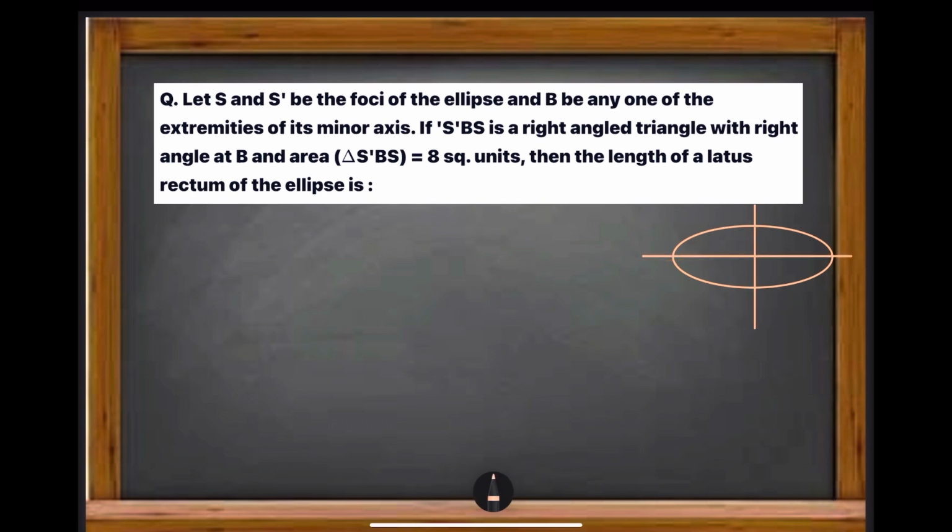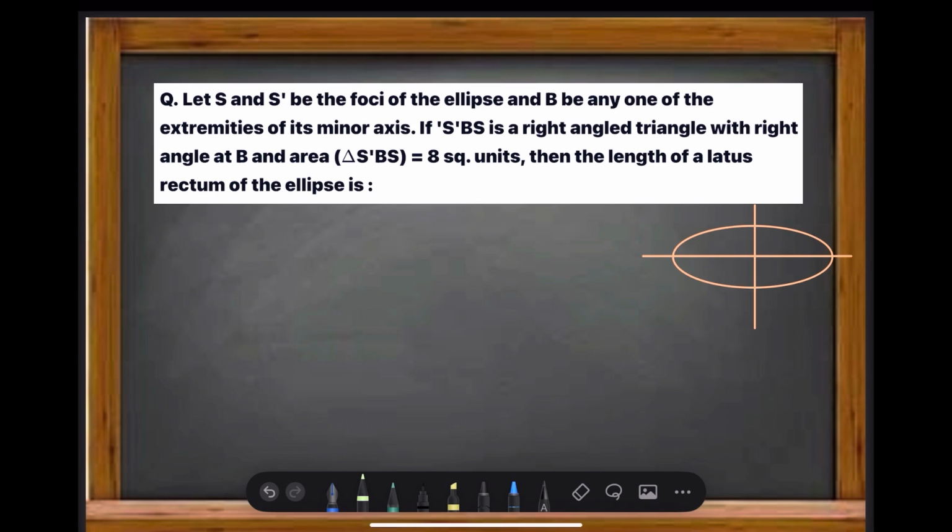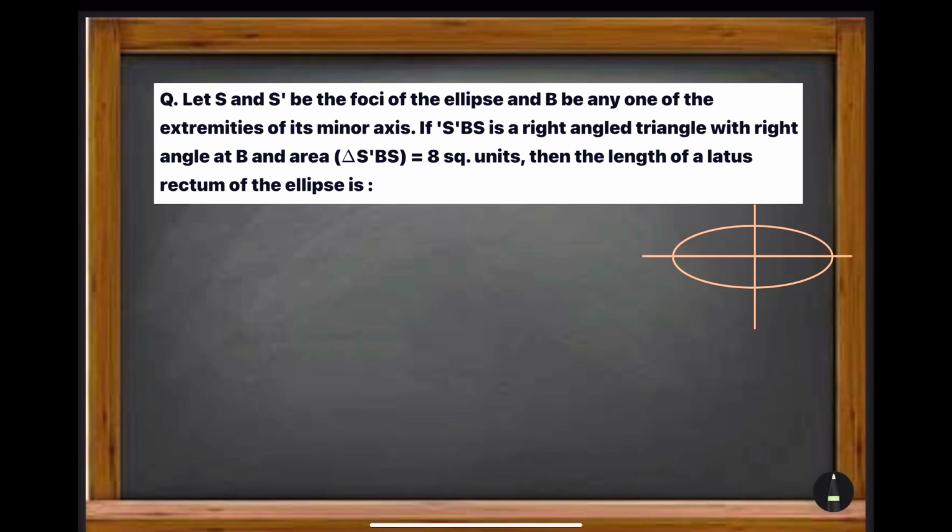Now let's place those points. So these are S and S dash. You know that S is (ae, 0) and S dash is (minus ae, 0). And then they are talking about B, any one of the extremities of its minor axis. Look at this axis, it is the smaller one, so this is the minor axis, so I'll substitute B over here.